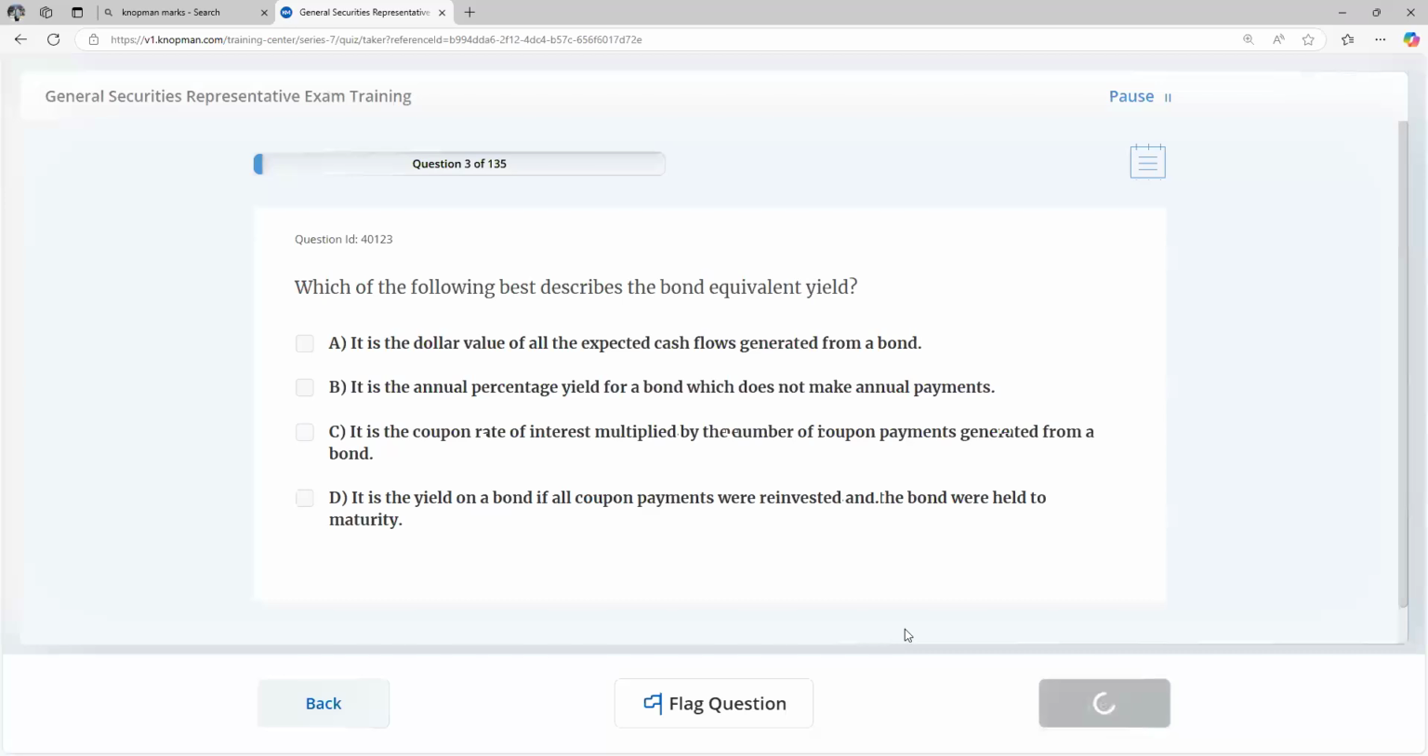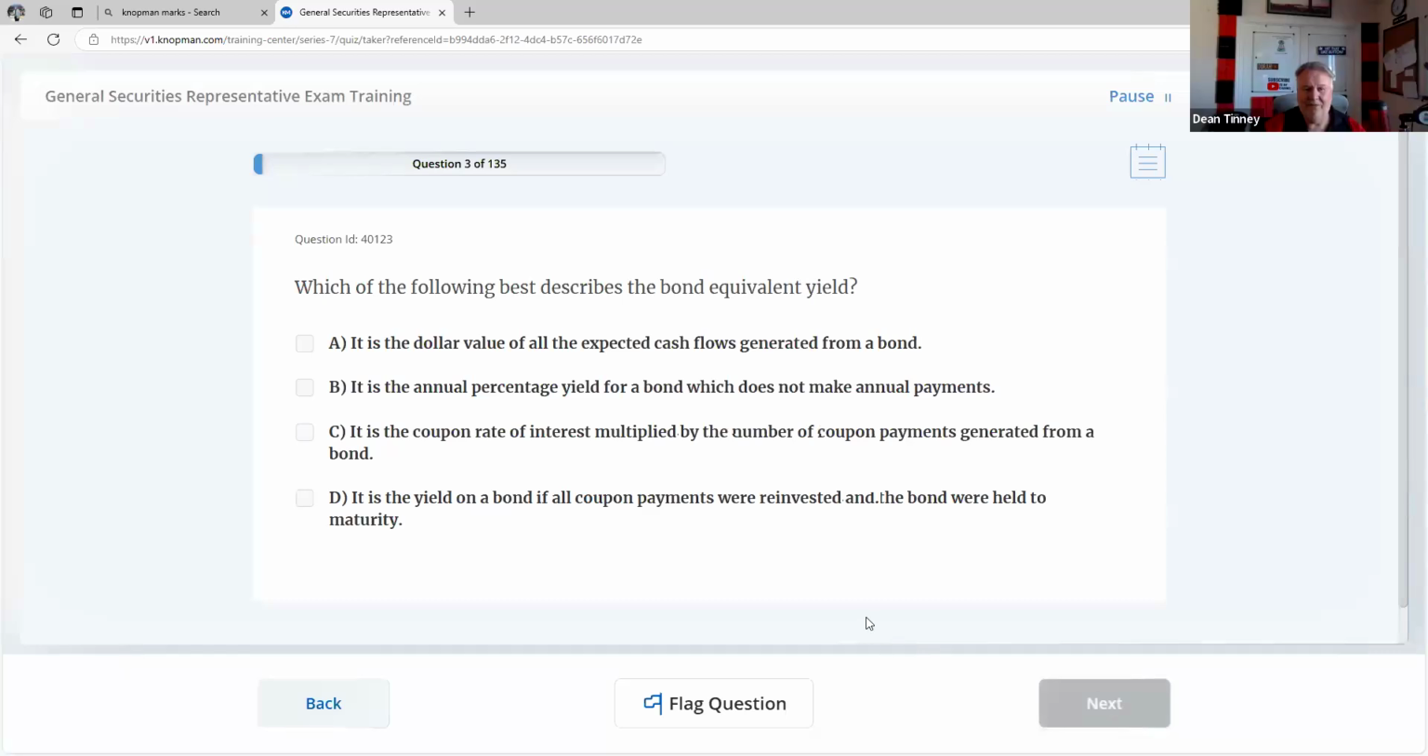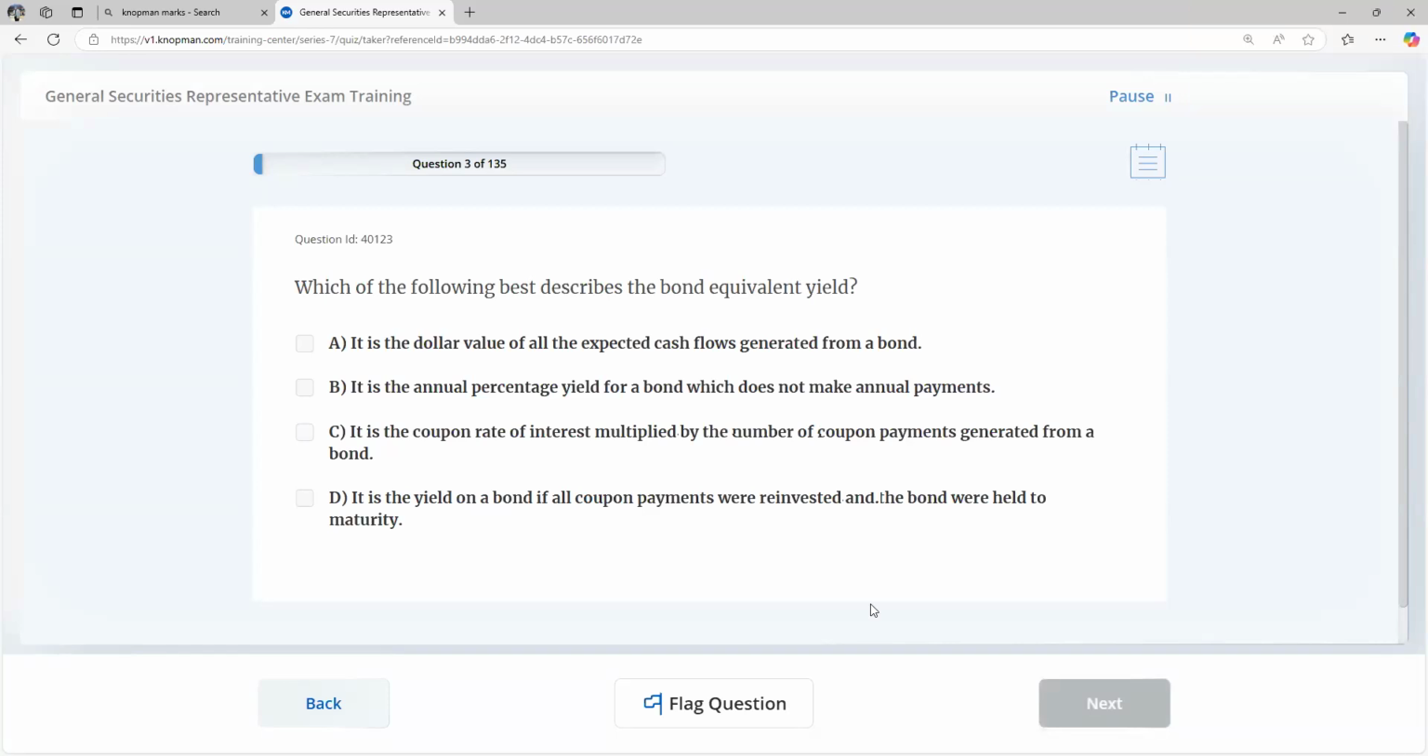Which of the following best describes the bond equivalent yield? Bond equivalent is the dollar value of all expected cash flows. It is the annual percentage yield of a bond, which is a coupon rate of interest multiplied by the number.